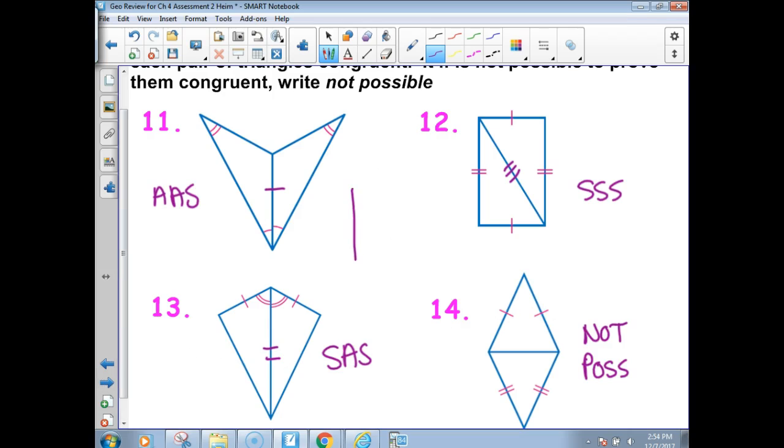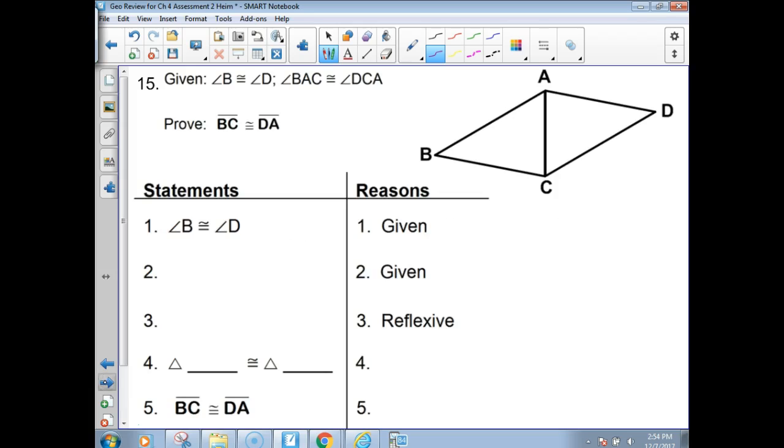And I want to remind you, if I had one like this, and I'm just making something up, guys, what would that be? That's HL. Okay. Hypotenuse leg. Don't assume just because it has a right angle in a triangle that it's hypotenuse leg. You need to look. It has to be hypotenuse and a leg. Okay, now we got a few proofs I'd like to quickly go through.